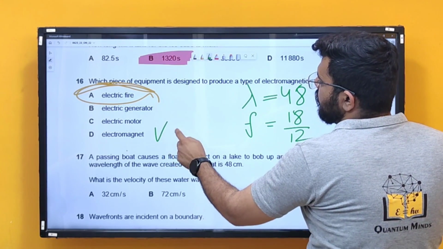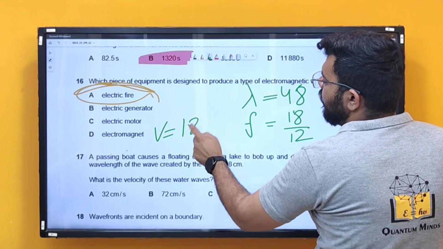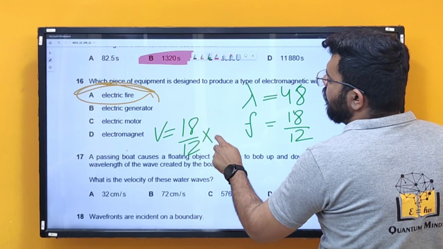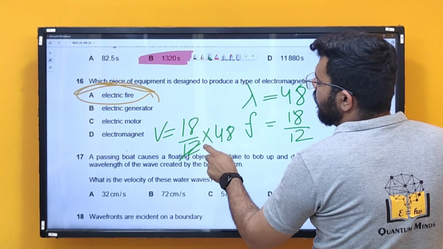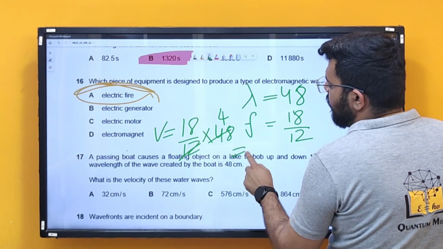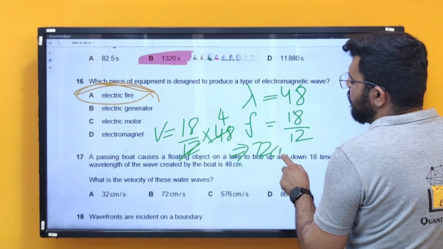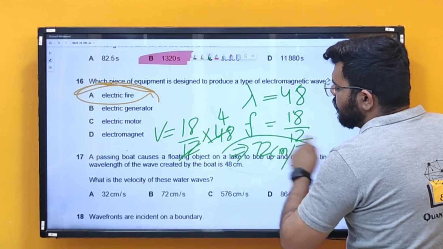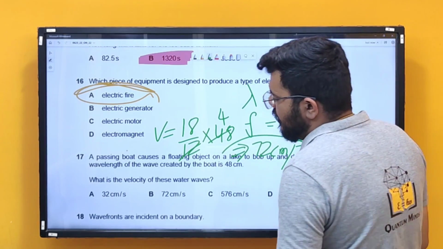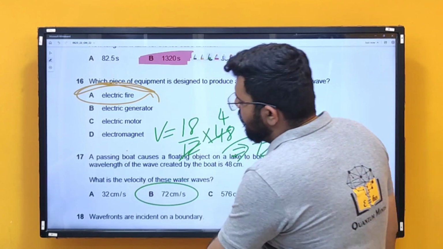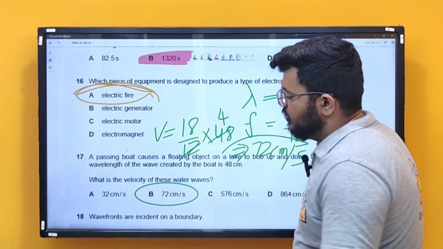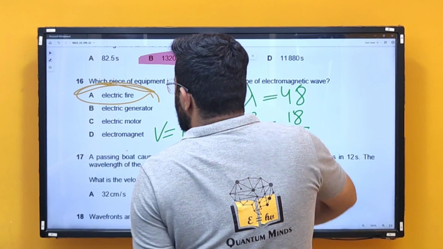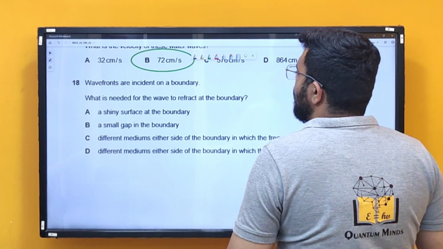Okay, so velocity is equal to f into lambda. So 18 by 12 into 48. 12 one time, 12 four times. 18 fours are 72 centimeter per second. Option B is your correct answer. Option B, 72 centimeter per second.